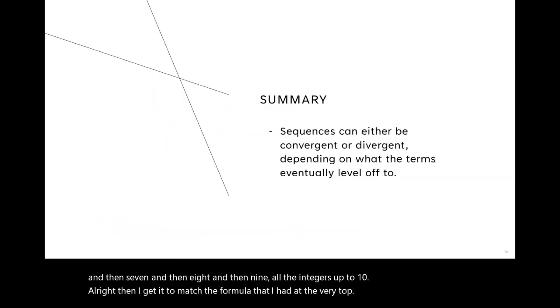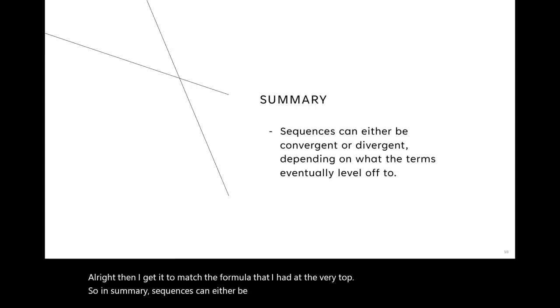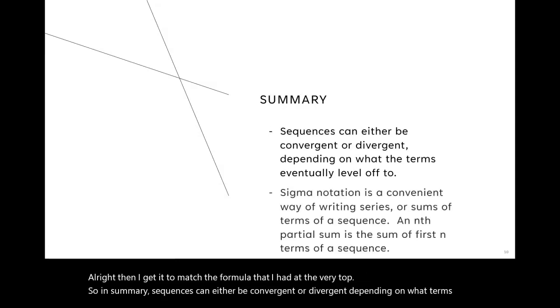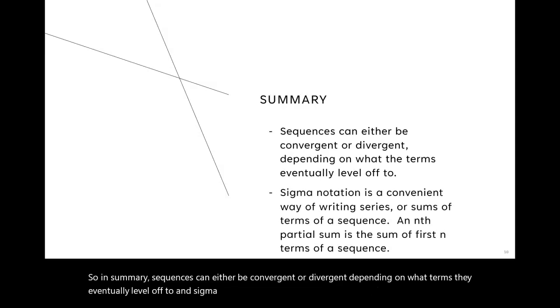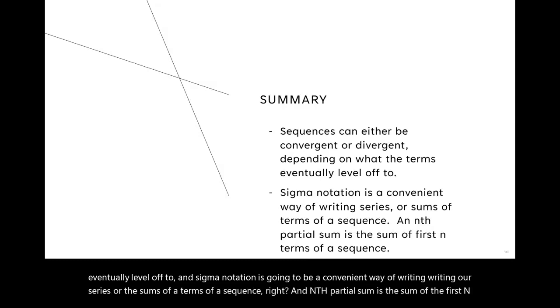All right, so in summary, sequences can either be convergent or divergent, depending on what terms they eventually level off to. And sigma notation is going to be a convenient way of writing our series or the sums of terms of a sequence. An nth partial sum is the sum of the first n terms of a sequence that has a special name there.